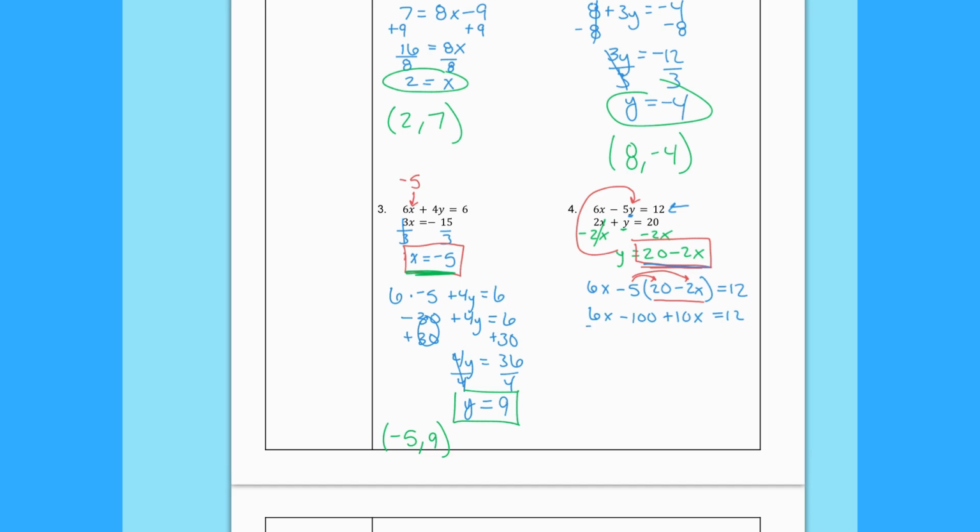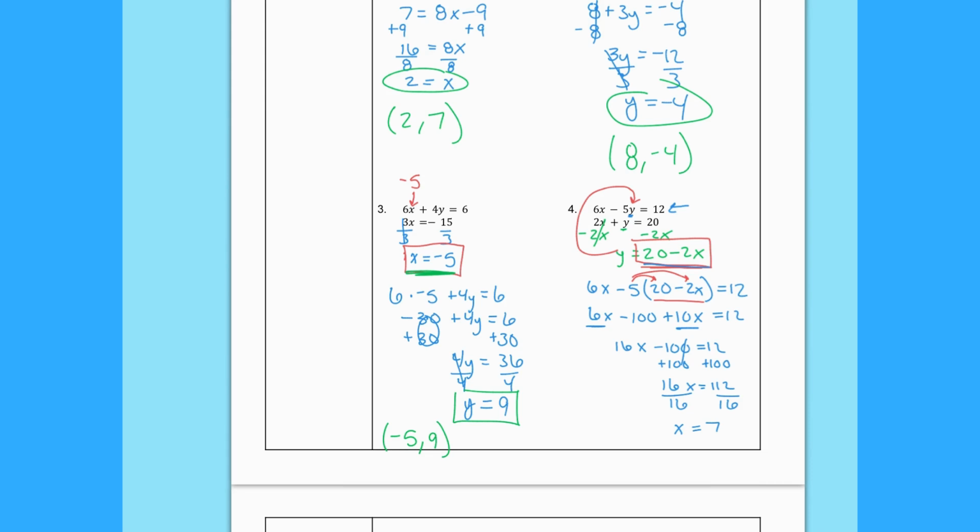Then I've got some like terms. I've got a 6x and a 10x, so those like terms can be combined. And that's going to be 16x. And we still have that minus 100 is equal to 12. And now we're down to a two-step equation. Opposite of minus 100 is plus 100. And that's going to give me 16x equals 112. And we divide both sides by 16. And I'm going to get x equals 7.